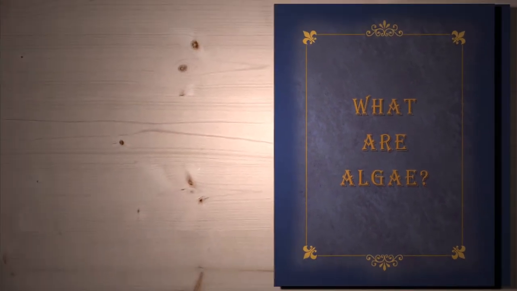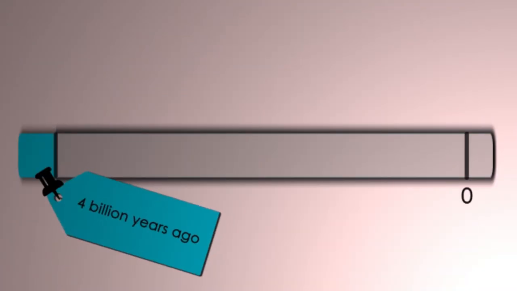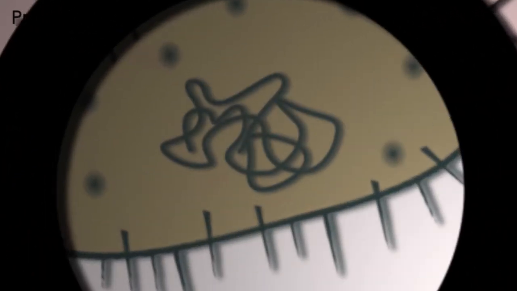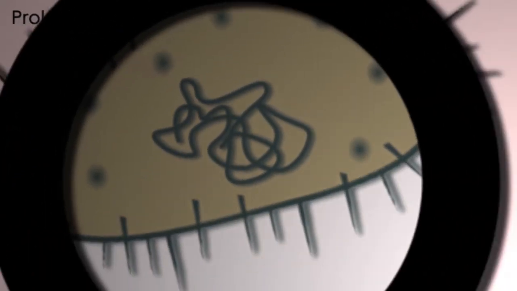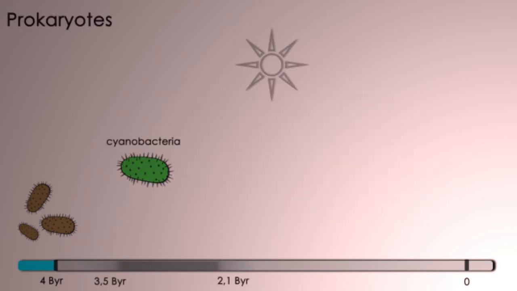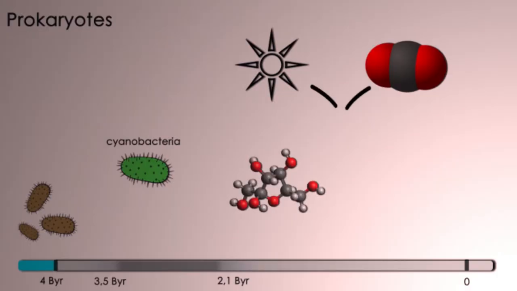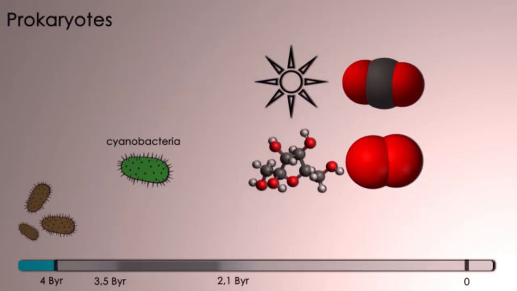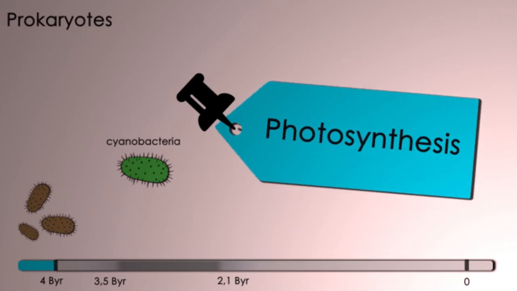To know what algae are, we have to go back in time to the early life on Earth. 4 billion years ago, the first forms of life emerged. These tiny cells were simple creatures with freely floating DNA. Later, one group of these started to use sunlight and carbon dioxide to produce carbohydrates and oxygen. This process is called photosynthesis.